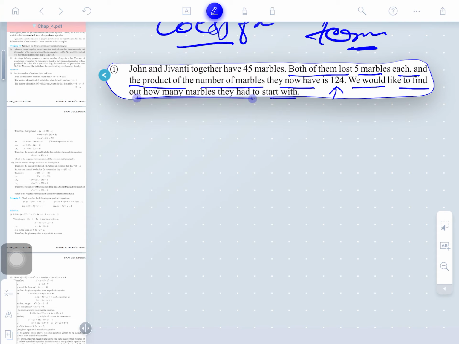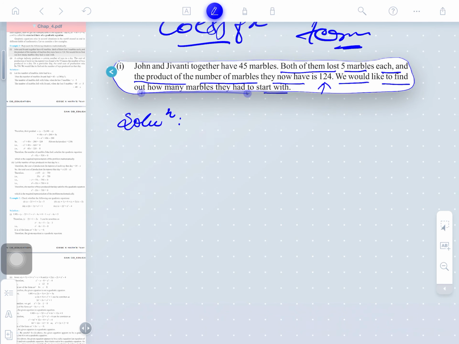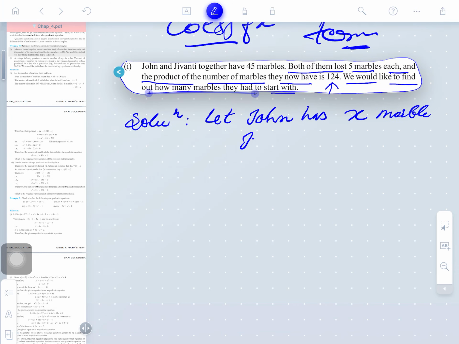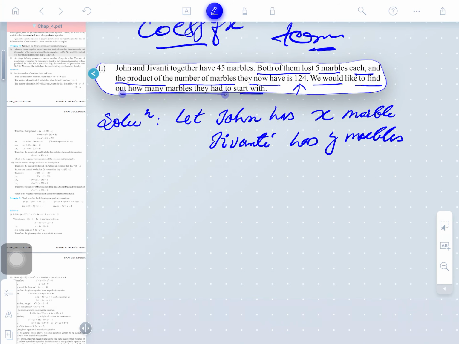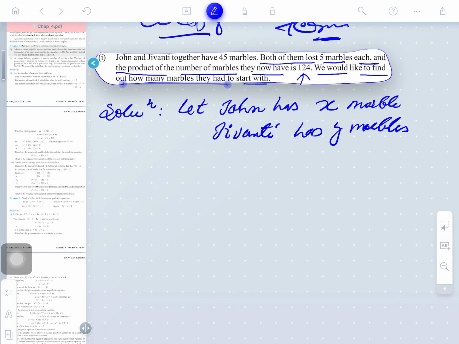So one can think here. I am telling you two methods. One is the easiest and the second is slightly tricky. Let John, I don't know how many John has, John has x marbles. And how many marbles does Jivanti have? Jivanti has y marbles. Now you will think, sir, you have started with the study of single variable terms and you are using two variables.